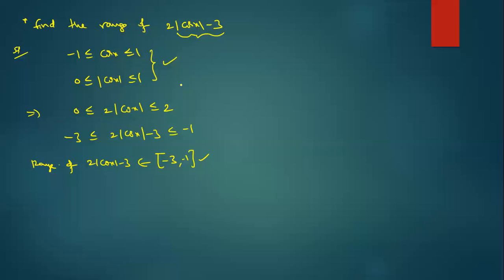Put some values. Put x equal to 0. Cos 0 is how much? 1. So 2 minus 3 is minus 1. Take x equal to 90. Cos 90 is 0, so minus 3 is there. So for any value of x, the output is always from minus 3 to minus 1. So minimum is minus 3, maximum is minus 1.